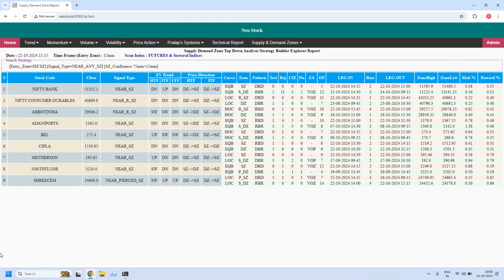In these 9, some of the stocks might be pierced. Always ignore the pierced stocks. For your entry time, it should not be pierced. Here entry zone is supply zone. So supply zone should not be pierced. This is the way you should understand.